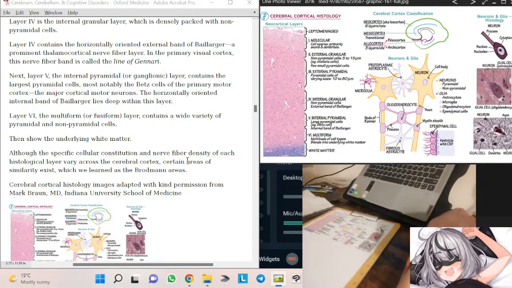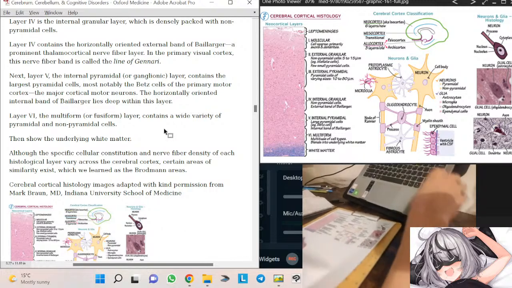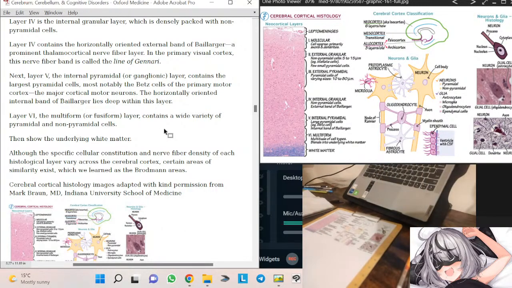Layer 4 is the internal granular layer, which is densely packed with non-pyramidal cells. Layer 4 contains the horizontally oriented external band of Baillarger, a prominent thalamocortical nerve fiber layer. In the primary visual cortex, this nerve fiber band is called the line of Gennari.